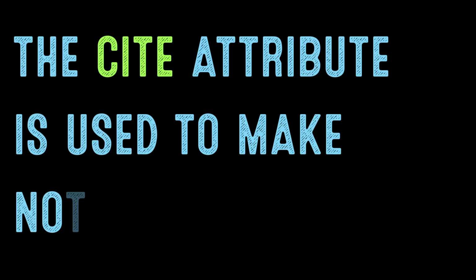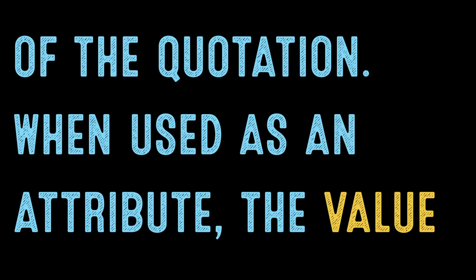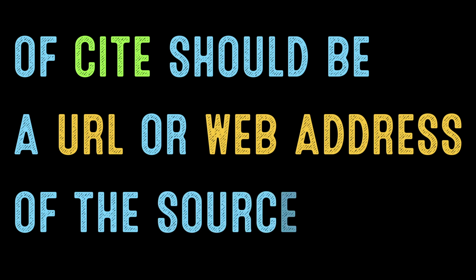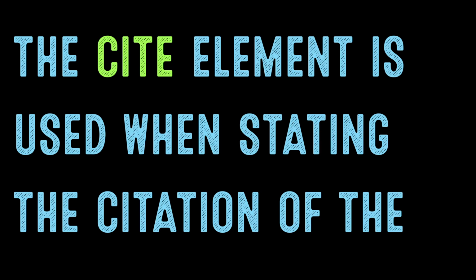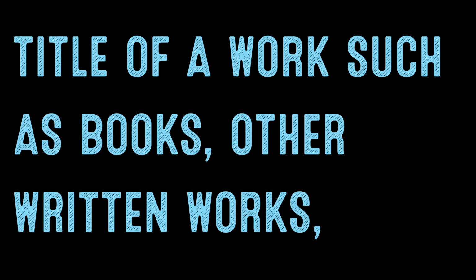The cite attribute is used to make note of the source of the quotation. When used as an attribute, the value of cite should be a URL or web address of the source. The cite element is used when stating the citation of the title of a work, such as books, other written works, artwork, music, and media.